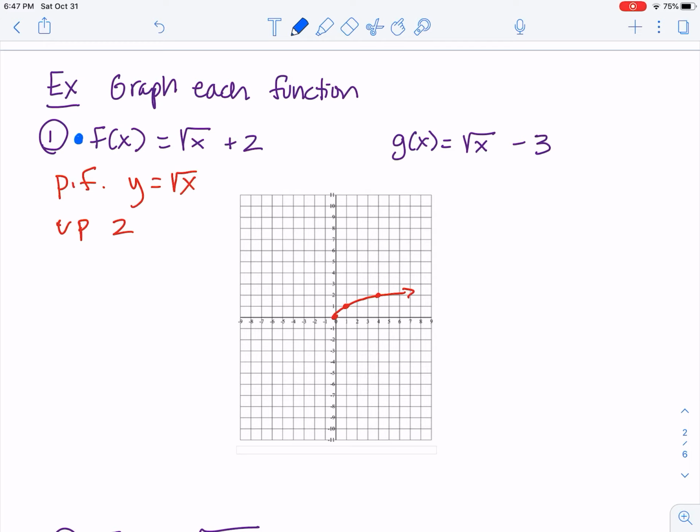From my table of values, 0, 0, 1, 1, 4, 2, if I'm moving up 2, that means I'm adding 2 to the y value. So 2, that'd be a 3, that would be a 4. That means this 0, 0 would go up to 0, 2. This 1, 1 would go to 1, 3. This 4, 2 would go to 4, 4. That is the new function.